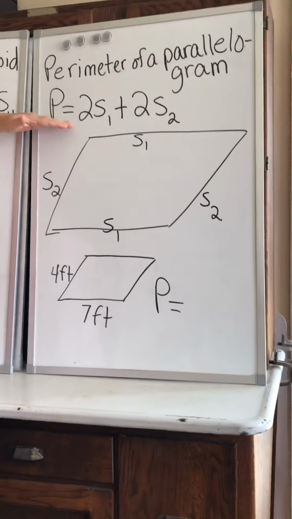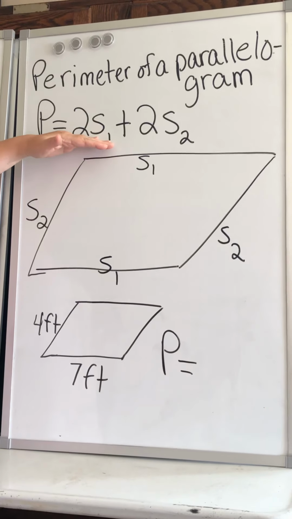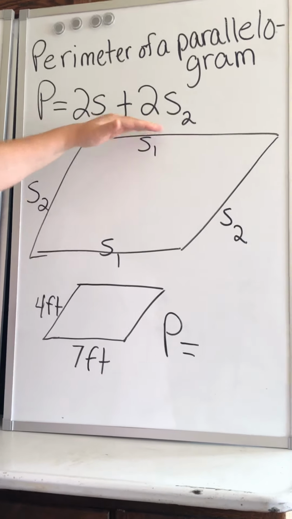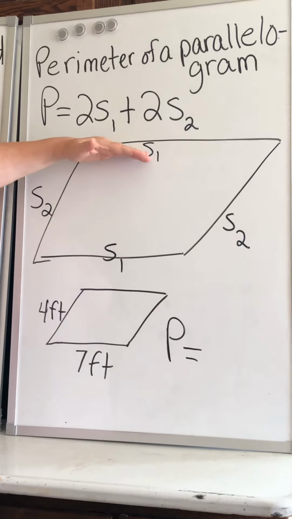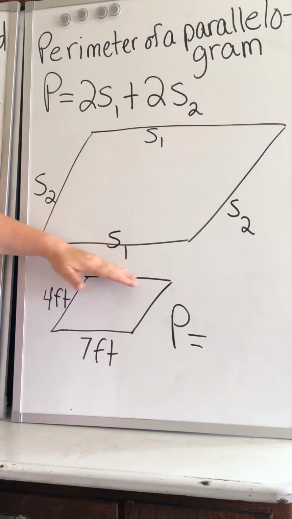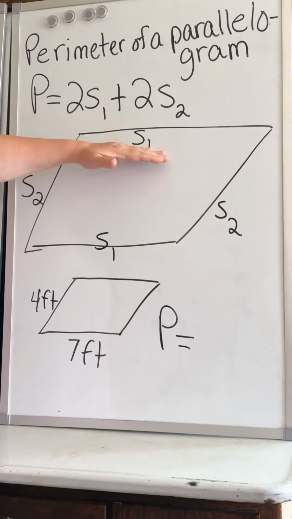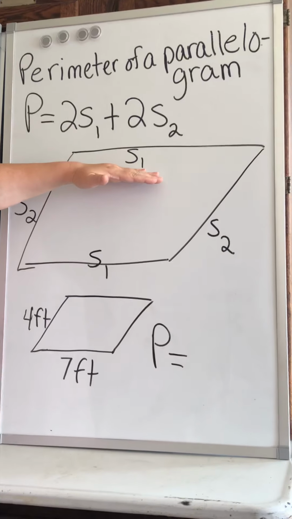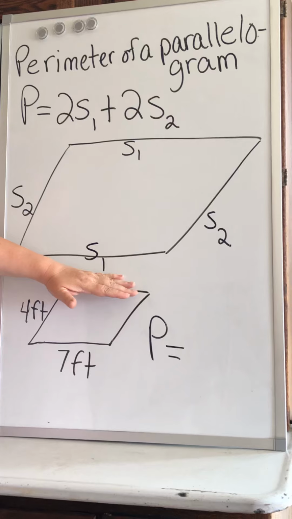The perimeter of a parallelogram is P equals 2S1 plus 2S2. Now what does that really say? Basically, here's side 1, side 1, side 2, side 2. So you can look at it this way. If I give you an amount for side 1, remember that amount is going to be exactly the same as this other side 1.